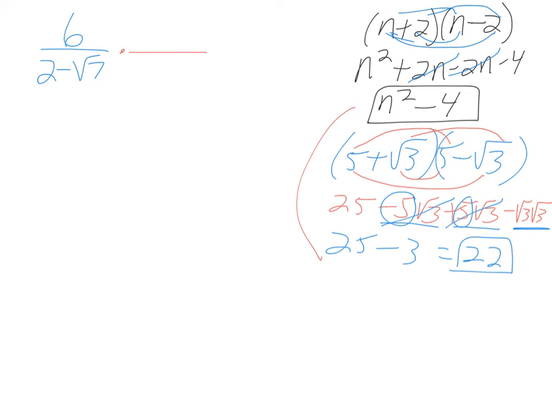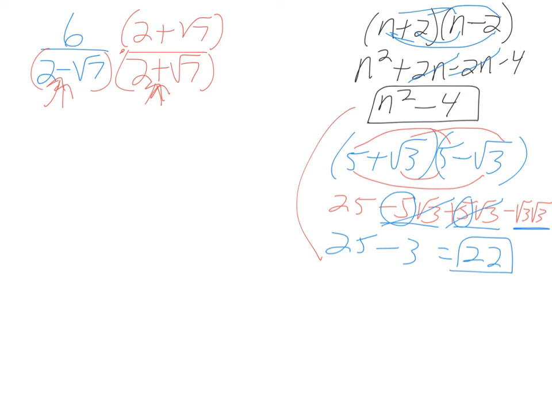So I'm going to take it times its conjugate, which is 2 plus square root of 7. So since this was a minus, I'm going to use a plus here. If this would have been a plus, then I would have used a minus there. So you're just using the opposite of it. Whatever you do to the bottom, you have to also do to the top.